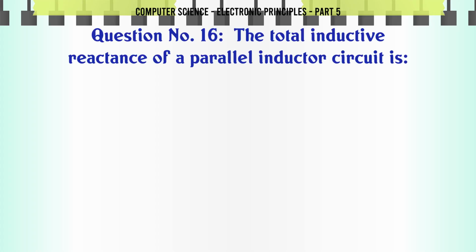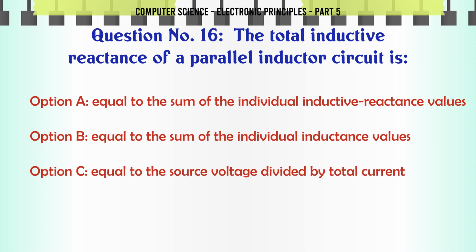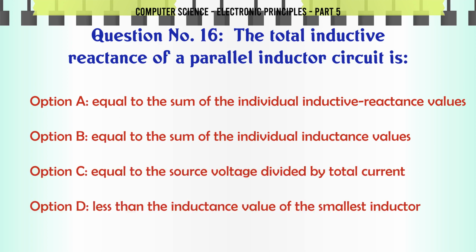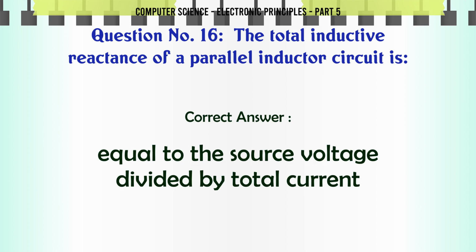The total inductive reactance of a parallel inductor circuit is A. Equal to the sum of the individual inductive reactance values. B. Equal to the sum of the individual inductance values. C. Equal to the source voltage divided by total current. D. Less than the inductance value of the smallest inductor. The correct answer is equal to the source voltage divided by total current.